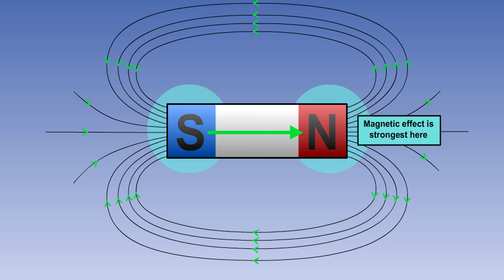The regions where the lines of flux are closest together are the regions where the effect of the magnet is strongest. Although in our diagram some of the lines are shown incomplete, they are always a continuous loop from one pole to the other.